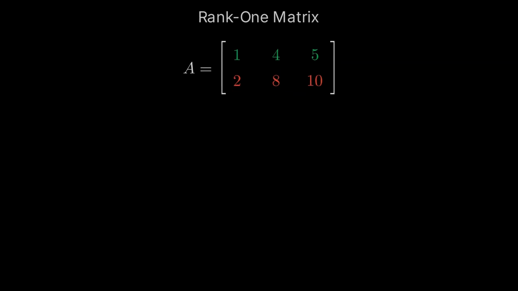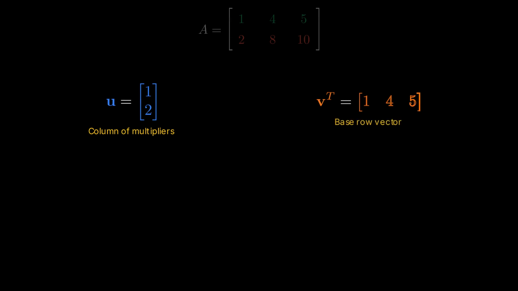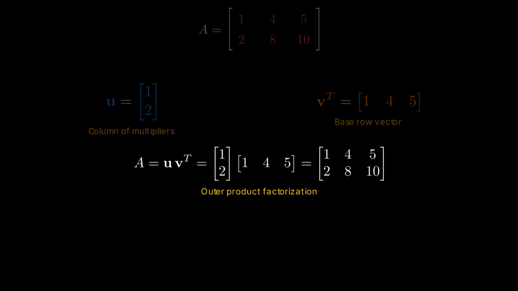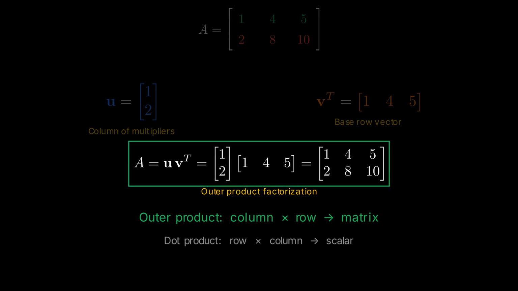Because of this relationship, the entire matrix is determined by just one row and a set of multipliers. We can write A as the column vector U equals 1, 2 times the row vector V transpose equals 1, 4, 5. This is called an outer product, a column vector times a row vector, which produces a full matrix. This is in contrast to the dot product, which produces just a single scalar value.